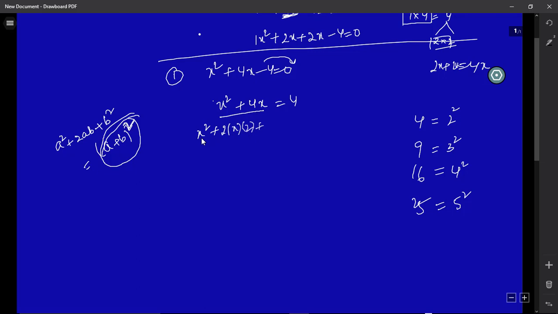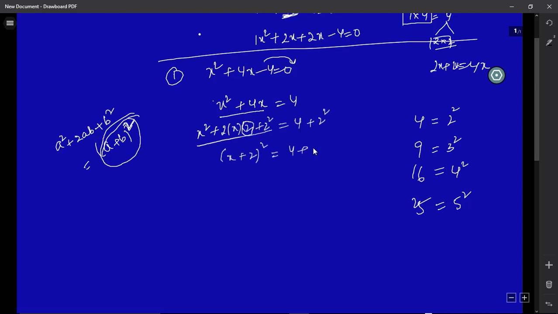So now I have this in the form of a square plus 2ab, but I don't have b square. The value of b from here is 2, so we have to add b square here. If we add 2 square on the left hand side, we have to add 2 square on the right hand side too. So now this left hand side is in the form of a plus b whole square. You can see here a square plus 2ab plus b square. This is the form of a plus b whole square.